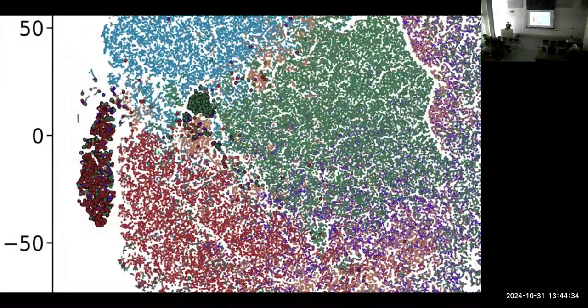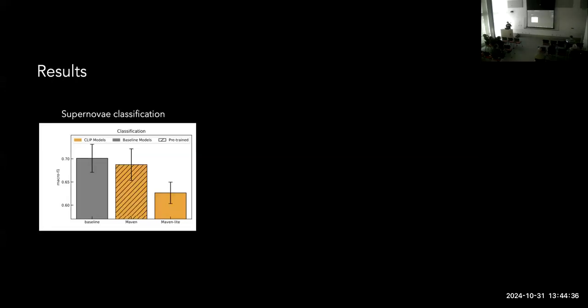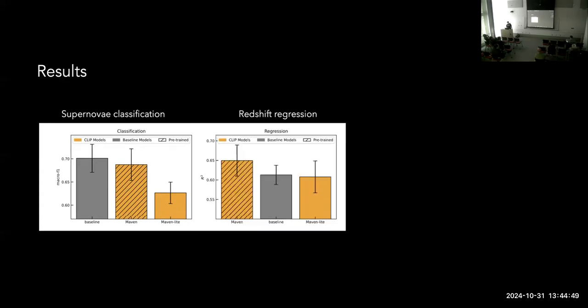But let's look at what really matters, which is the performance of the model, and that's Maven now. And we're doing much better. We're still not matching the baseline, at least in classification, but we're getting pretty close, within error bars, not as terrible as before. And in redshift regression, we finally outperform after only 500,000 supernovae. This was pretty cool. We were able to create effectively a state-of-the-art model that was able to take this data.